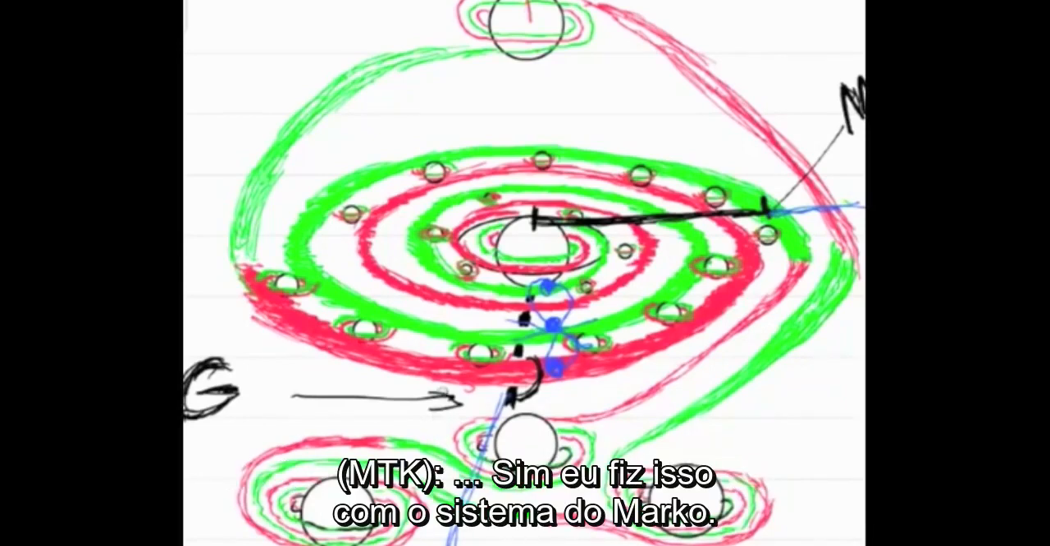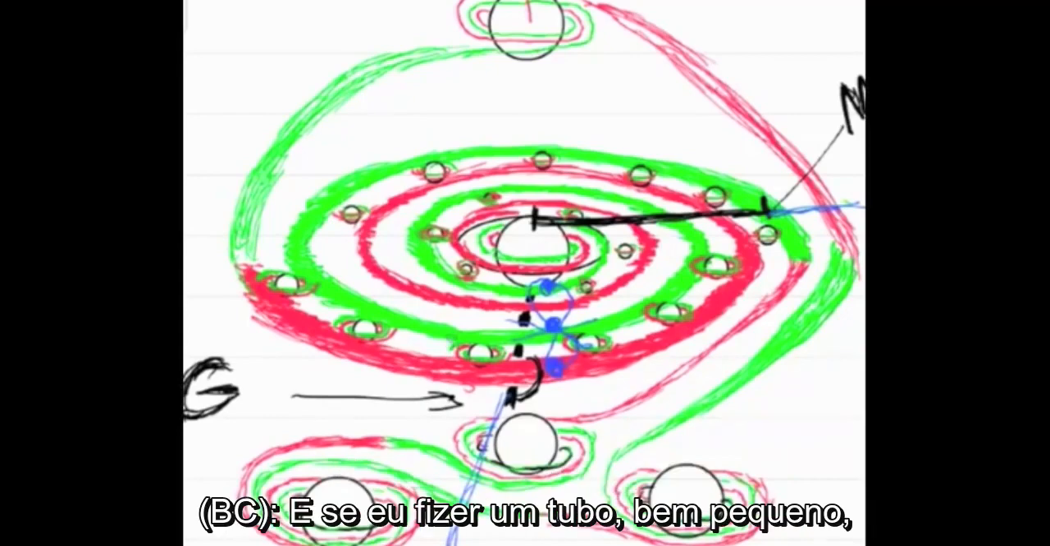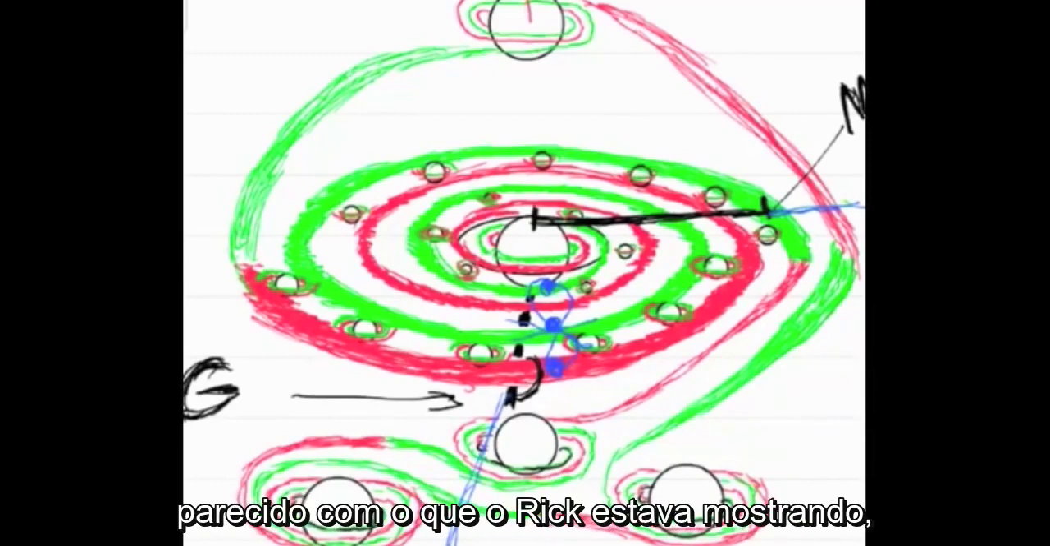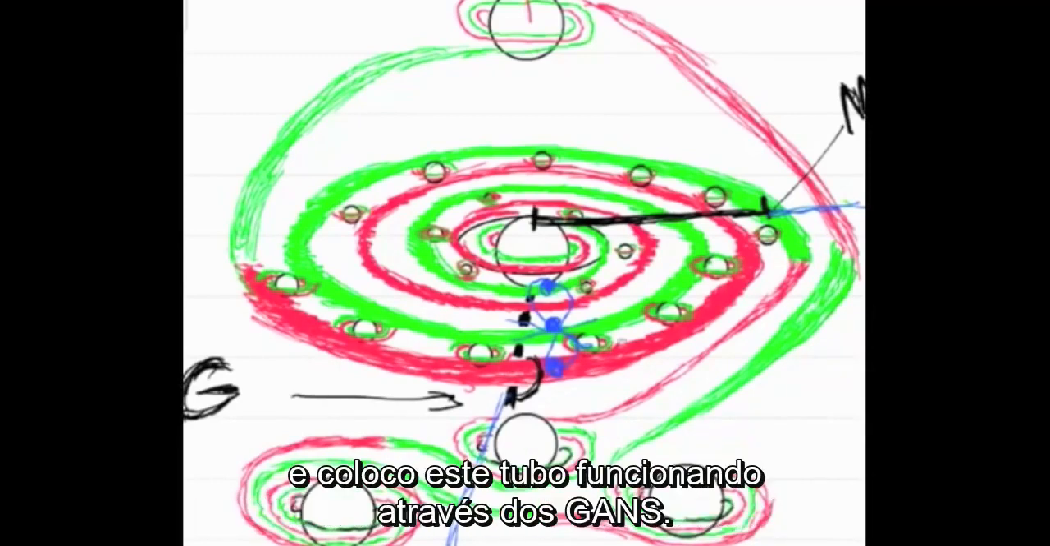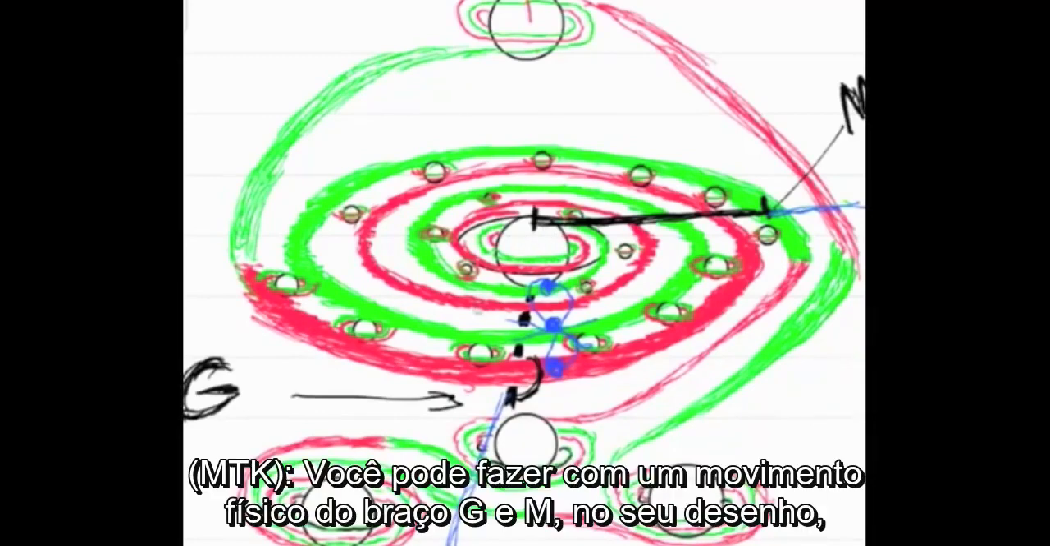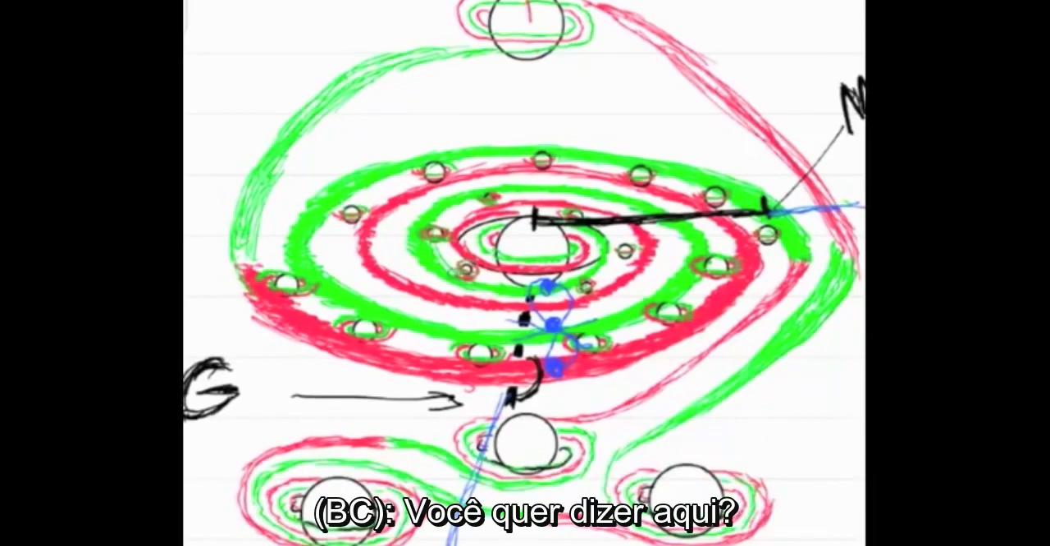I've done that with Marco's system. What about, I had another idea. If I make a very tiny tube, similar to what Rick was showing, and I make this tube run through the GANs, running through. You see, you can do it with a physical movement of the G and M arm on your drawing, or you can. Yes, I understand. You mean here, these two. Yes, these two arms.